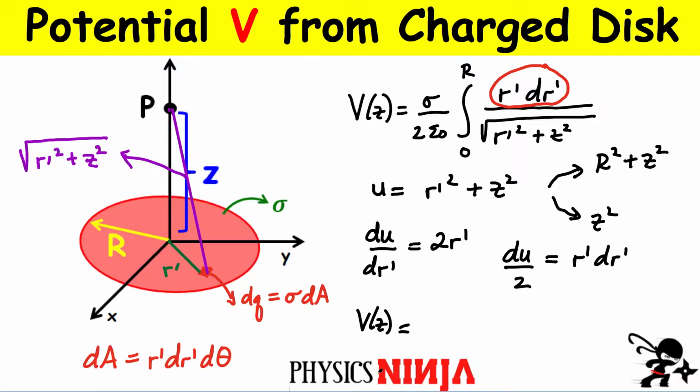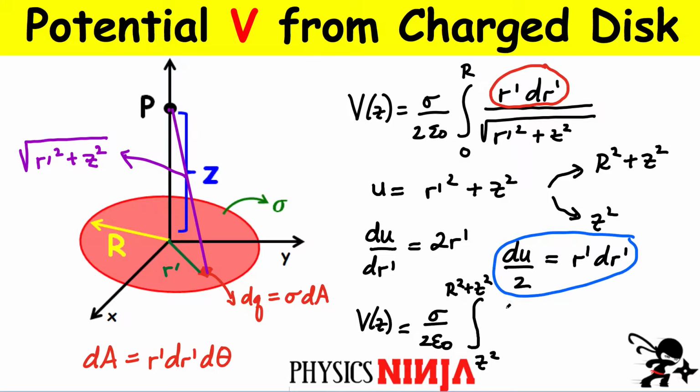Now we make the substitution, and this is what we should end up with. My potential, at least the integral, can be written as follows. The first terms don't change, these are only constant terms. Now I've made a change of variable, so I'm going to integrate all the way from z squared to R squared plus z squared. Now we make the substitution for all of these terms. The r prime dr prime gets substituted by this, so that simply becomes du divided by 2.